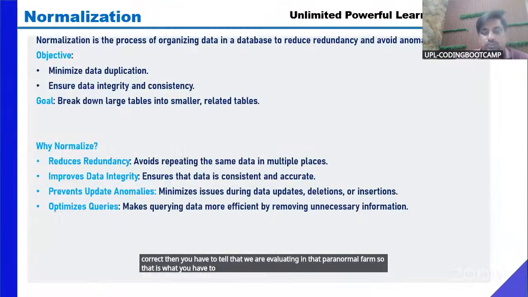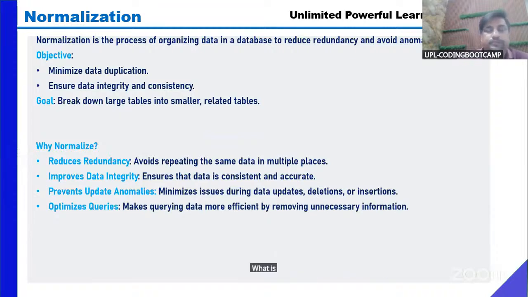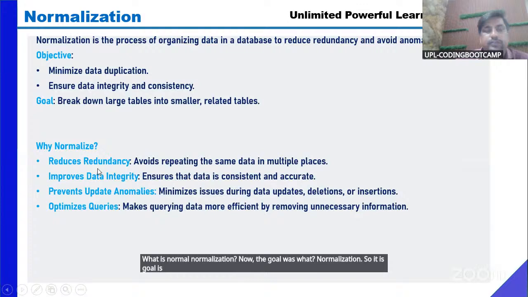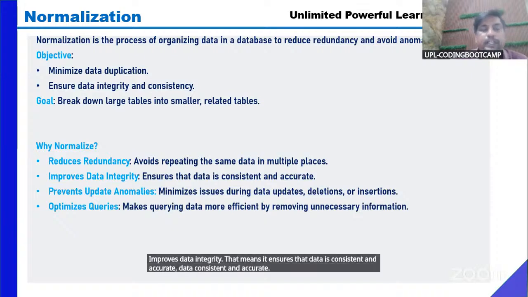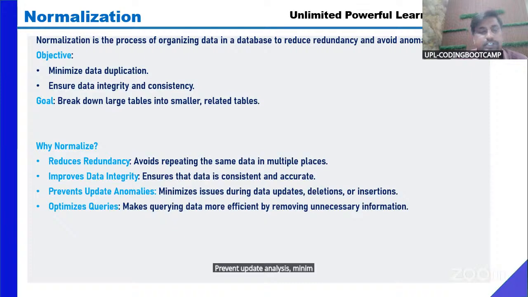So that means we have understood what is normalization. Now, the goal was what? Normalization's goal is to reduce the redundancy. What does redundancy mean? It avoids repeating the same data in multiple places. We want to avoid repetitive data in the database records. It improves data integrity, that means it ensures that data is consistent and accurate. It prevents update anomalies, minimizing issues like update, deletion, and insertion anomalies.